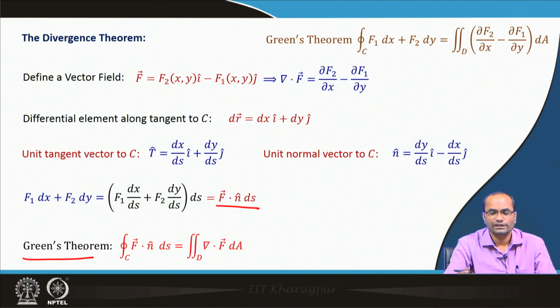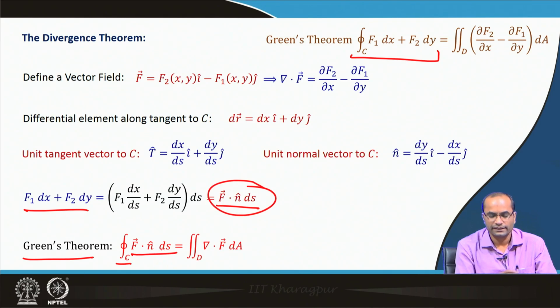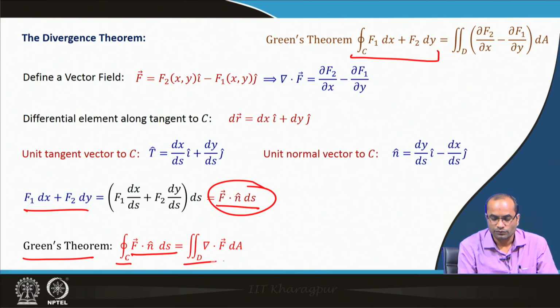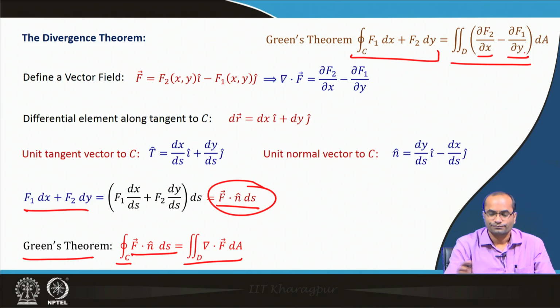So now we can rewrite Green's theorem again. The closed curve integral over C of f1 dx plus f2 dy is now f dot n ds. Going back to the right hand side, which was this area integral of the partial derivative of f2 with respect to x minus the partial derivative of f1 with respect to y, that was the divergence of f. So here this integrand we have replaced with the divergence of f.